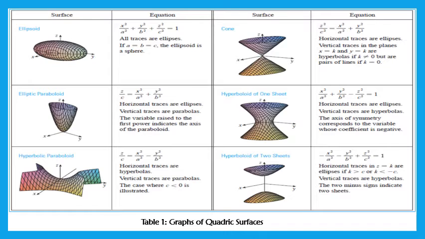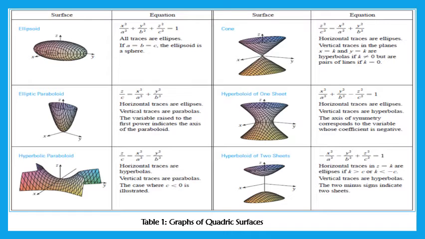So, ito yung table or summary ng graphs of quadric surfaces. So, ito yung tinatawag na ellipsoid. Kasi di ba sabi doon sa definition ng quadric surfaces, it has 6 types. So, first is the ellipsoid. Ang ellipsoid, ang equation niya class is x squared over a squared plus y squared over b squared plus z squared over c squared equals to 1.